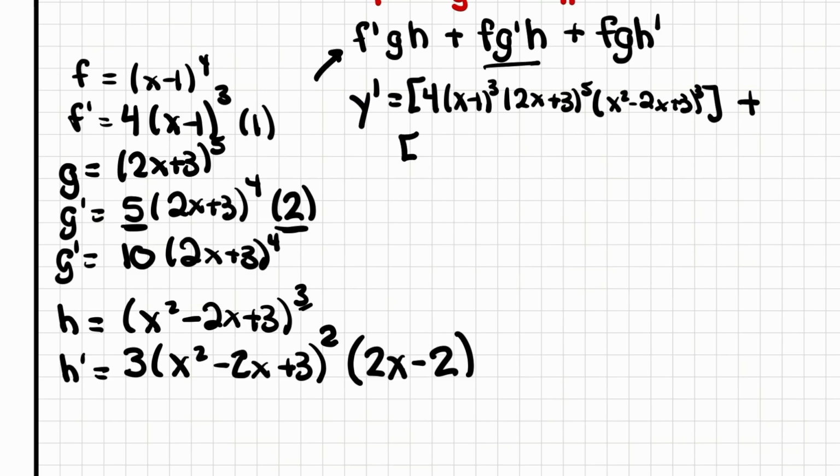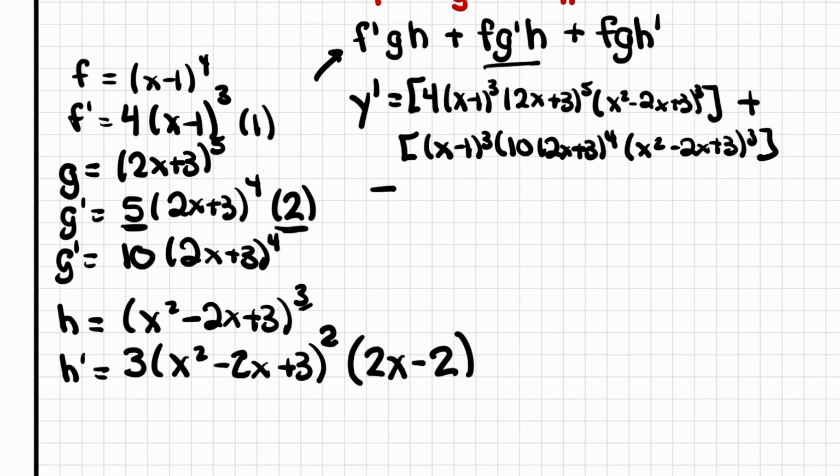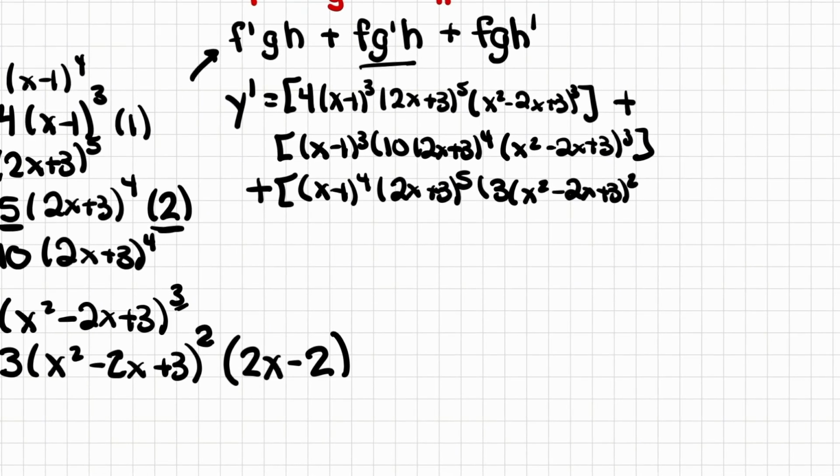Plus, we have my first, which is (x - 1)^3, times the derivative of my second one, which was 10 (2x + 3)^4, times my third one, (x^2 - 2x + 3), all raised to the power of 3, plus my first one, (x - 1)^4 times (2x + 3)^5, times the derivative of the last one, which was 3 (x^2 - 2x + 3)^2 times (2x - 2).